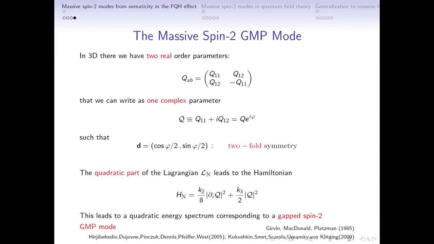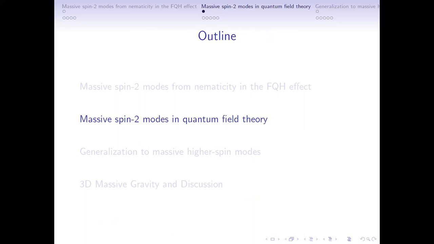This has space derivatives and a mass, and that's the GMP mode which was introduced by Girvin, MacDonald, and Platzman, but it's now associated with this phase transition from an isotropic to a nematic phase. It's really the fluctuation of this order parameter, and there are many other people who worked on this. So that is how you get the GMP mode in the fractional quantum Hall effect, describing a phase transition. And what I would like to do now is to get the same thing. So we see that the relevant thing is a Q. I want to do the same thing now in quantum field theory and see how we get a similar answer.